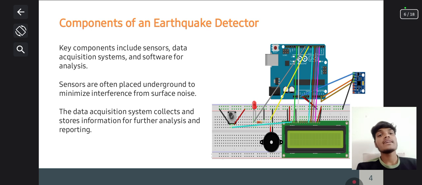Sensors are often placed underground to minimize interference from surface noise. The sensors are placed underground because the vibrations come from the ground to the earthquake detector, which can convert them into an electrical signal.